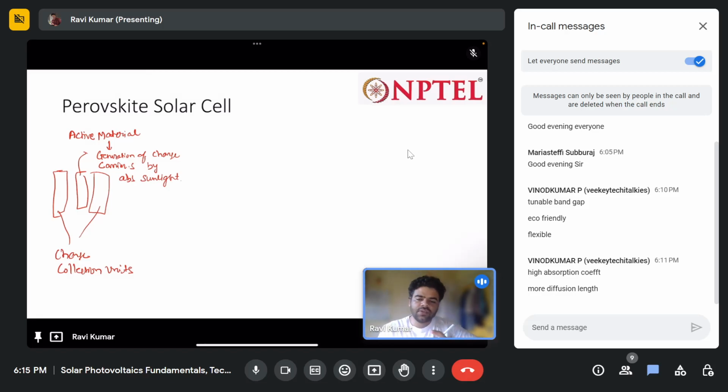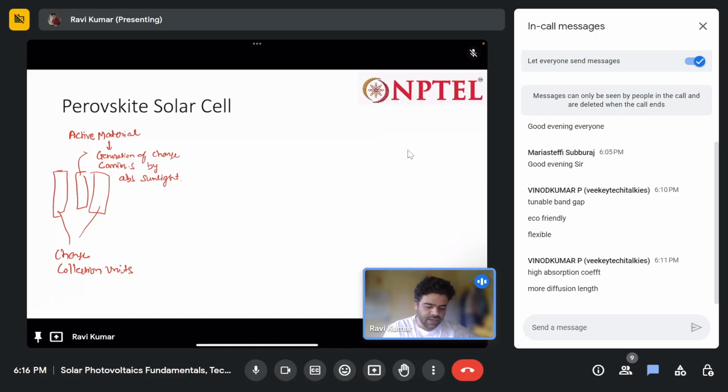As we have seen in the organic solar cell or even the DSSC solar cell, there is one material which is being utilized as an active material, and all the other materials are utilized to increase the collection of charge carriers. Same thing here: we have one active material, that is the perovskite material, and other than that we have other materials just to collect the charge carriers generated inside the perovskite material.